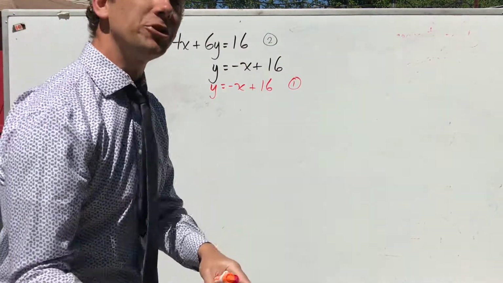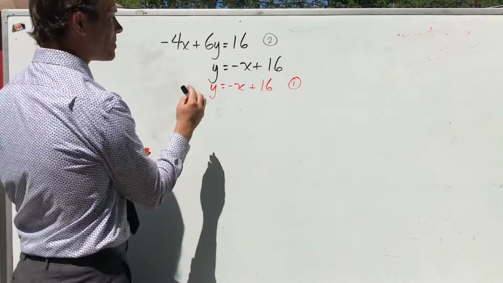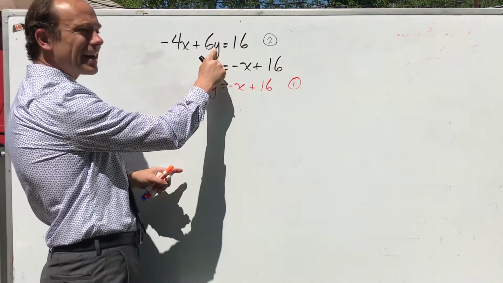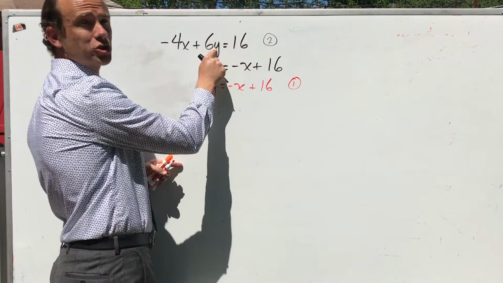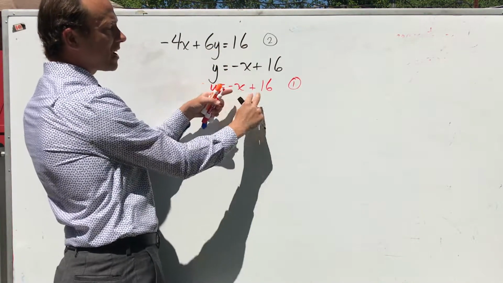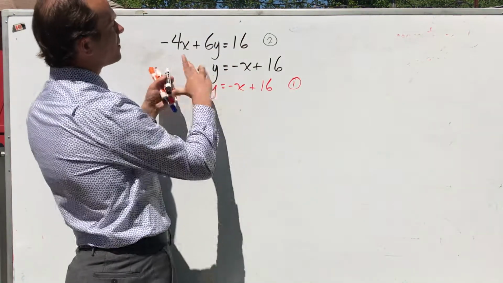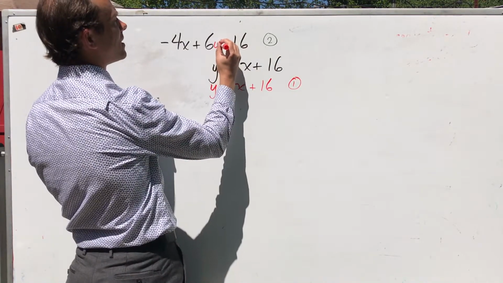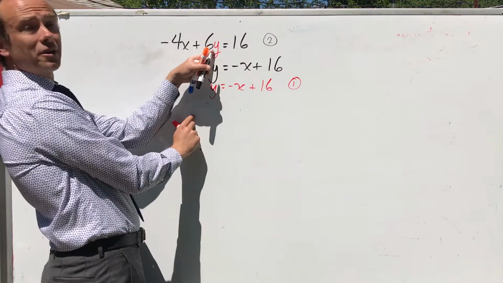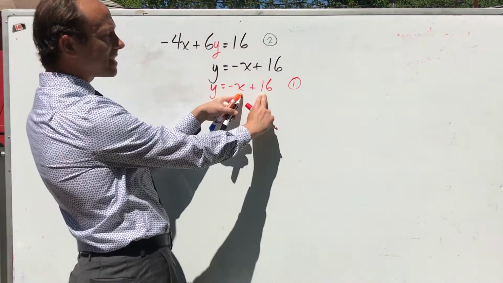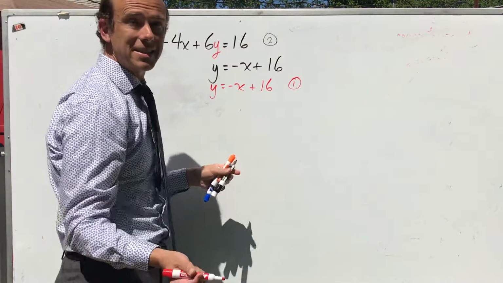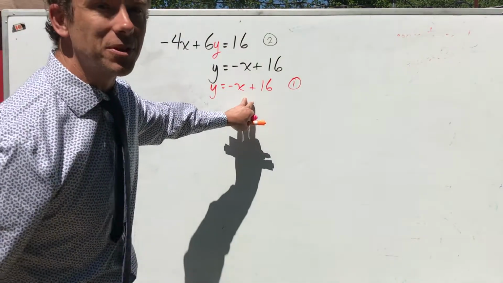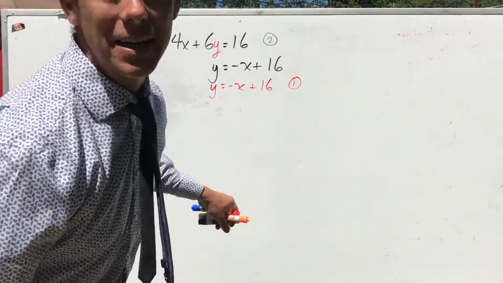So what I'm going to do is replace y in equation 2 with this value of y from equation 1. So here, that might as well be red. What I'm going to do is instead of writing y, I'm going to replace it with negative x plus 16. Because I know that the left side is equal to the right side, because that's what an equals sign means.